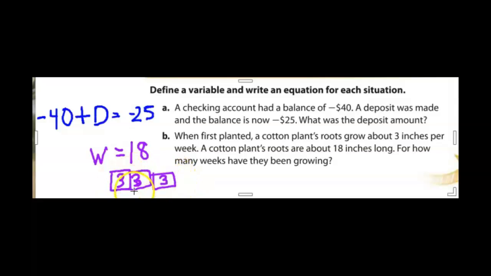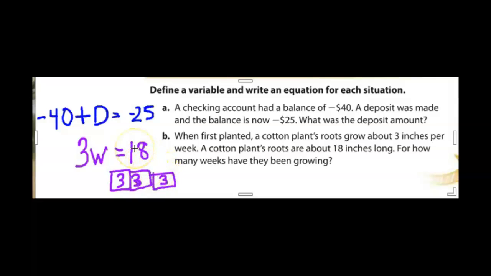So if we are repeatedly having the number 3 over and over again, what operation would that be? Addition, subtraction, multiplication, or division? Answer that for me. Okay, the best answer is multiplication. So the equation should be 3 inches times an unknown number of weeks equals 18.